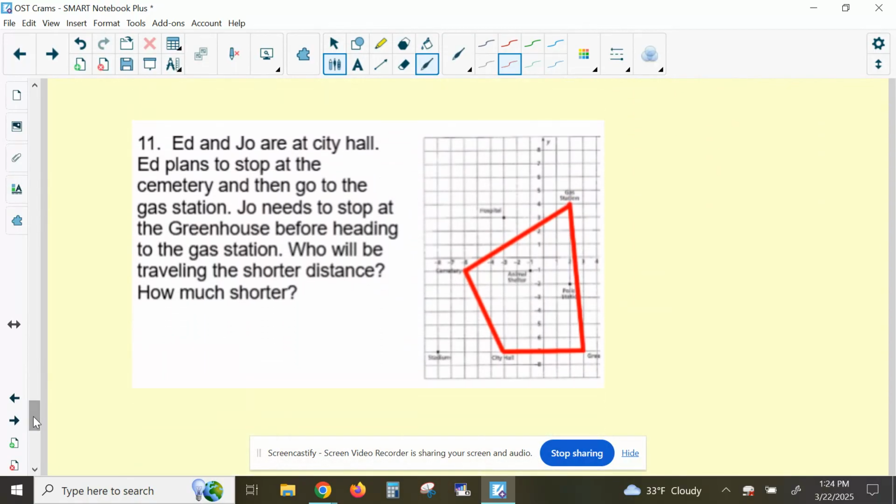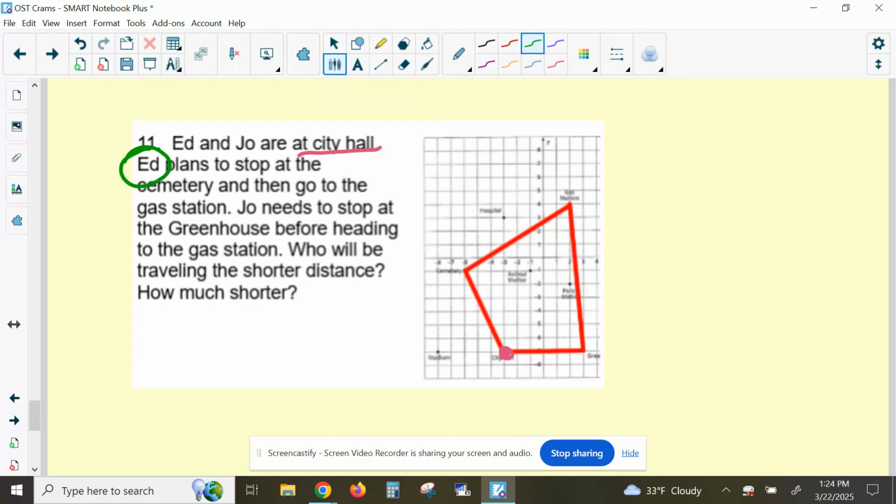Okay, Ed and Joe are at City Hall. Ed plans to stop at the cemetery and then go to the gas station. Joe needs to stop at the greenhouse before heading to the gas station. Who will be traveling the shorter distance? So, where are they both? They're both at City Hall. They're both here.